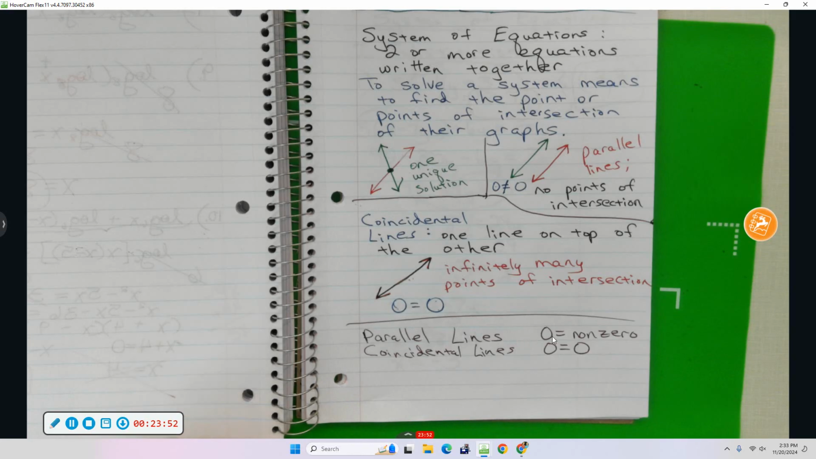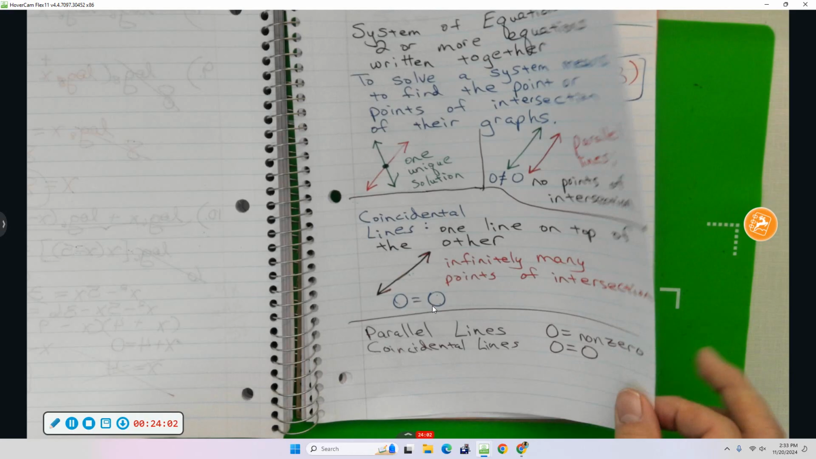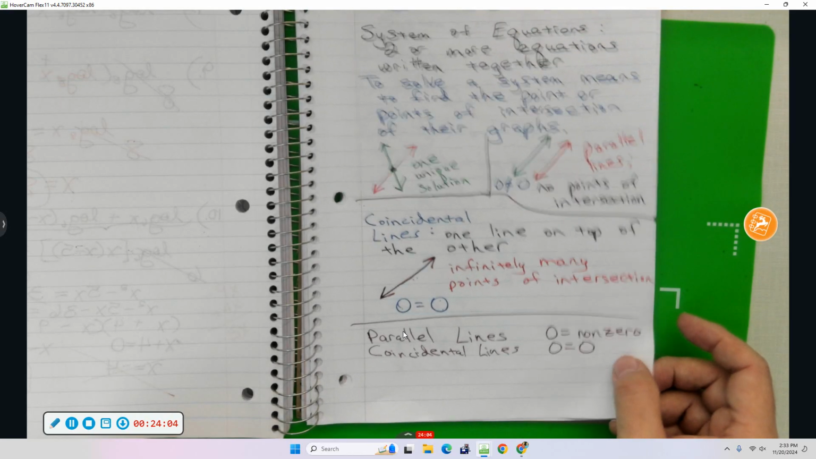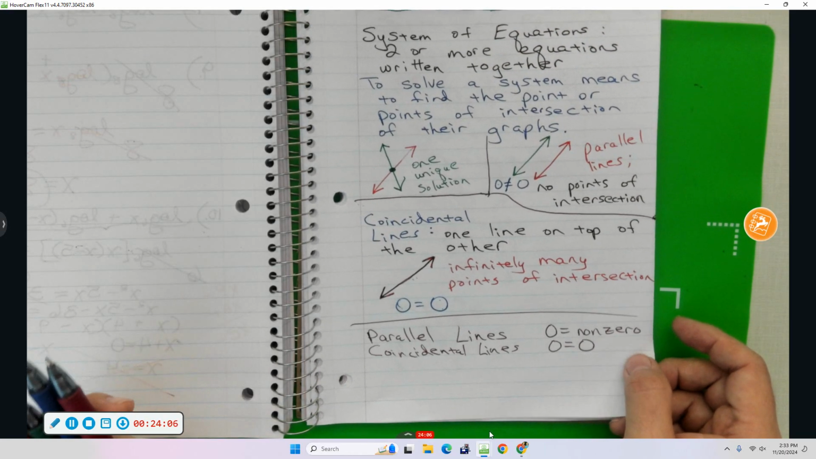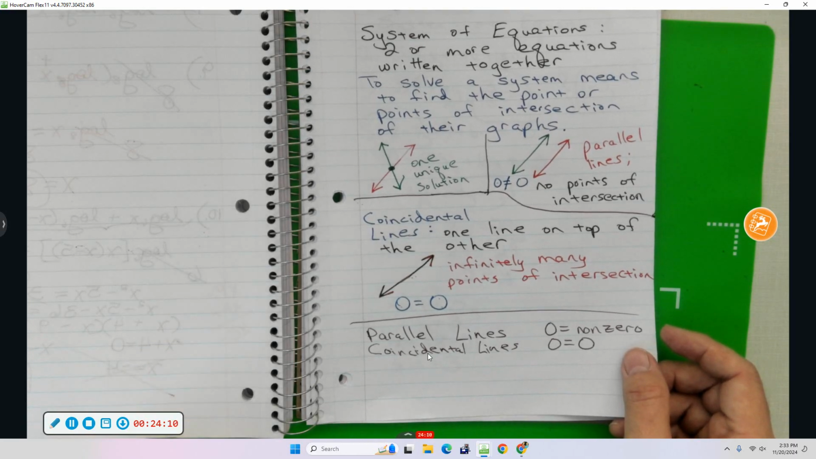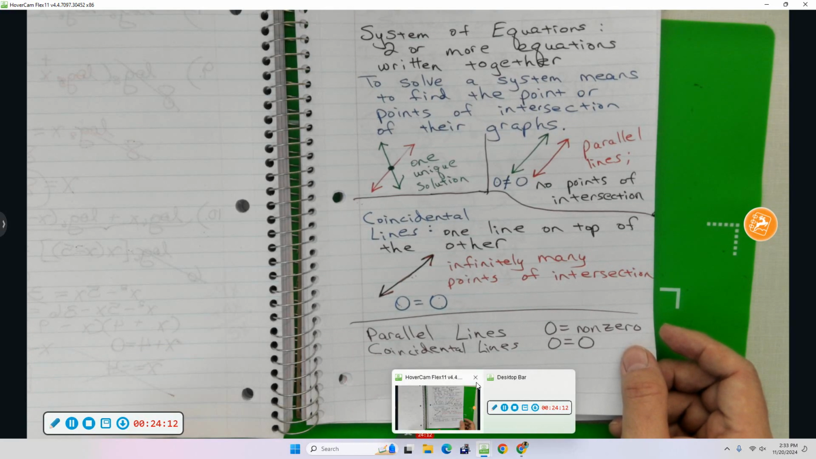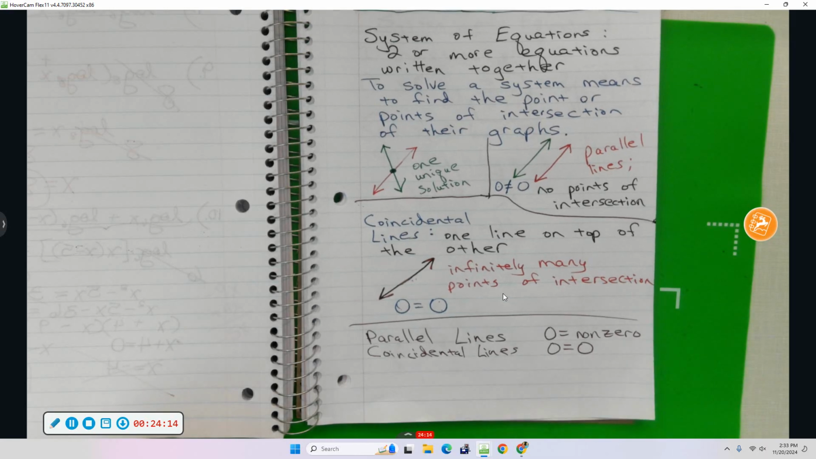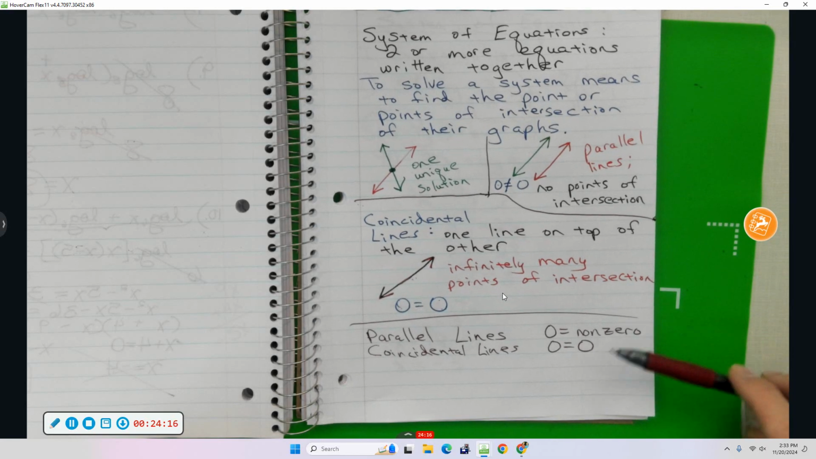Parallel lines, 0 never equals a non-zero number. 0 equals 3 or something. I don't think there's any that show up like that in the assignment. But if it does, if you regenerate and it gives something like that, you're going along where the variable cancels out. If the variable is subtracted out and you don't have an x or y, it's one of the two special cases.